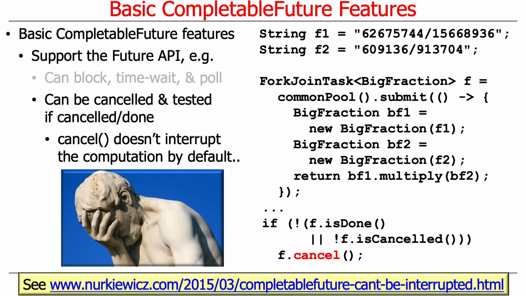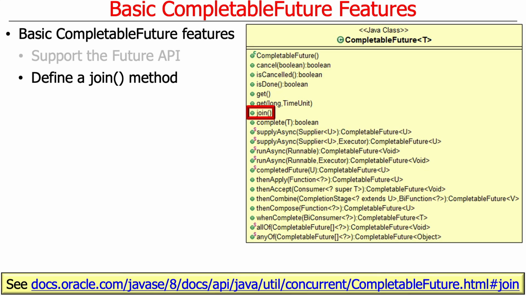One of the things that's a little quirky here is that cancel doesn't interrupt the computation by default. So this is very odd. You can read about why it doesn't do it at this link here, but it kind of makes it useless to cancel completable futures unless you do a lot of extra work, which most people aren't willing to do.